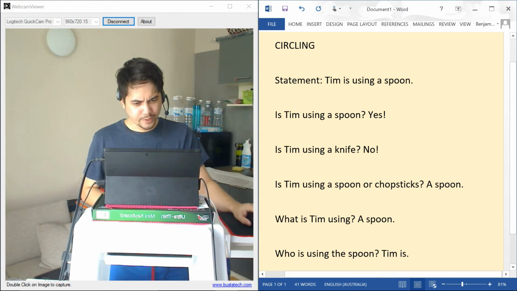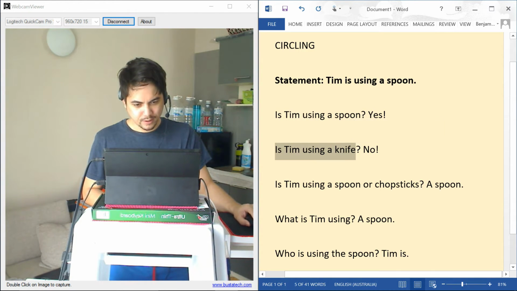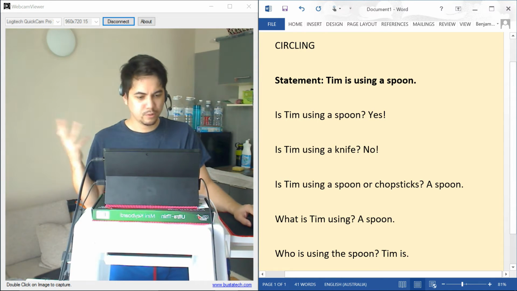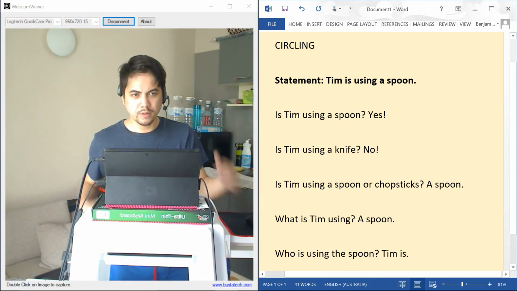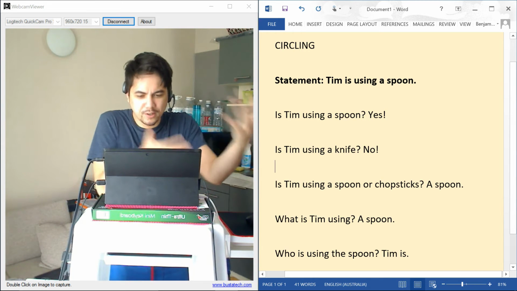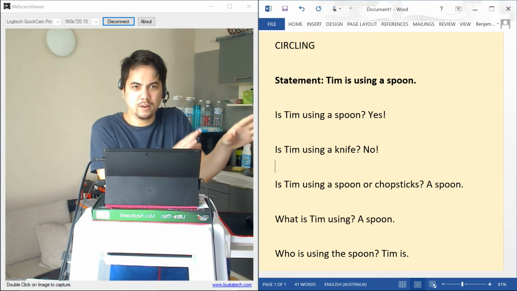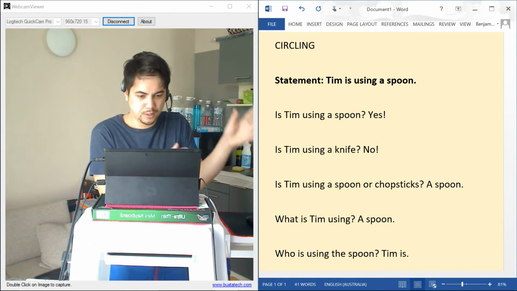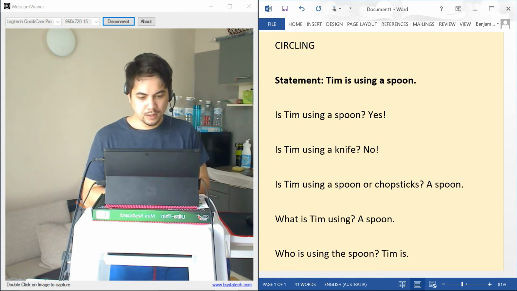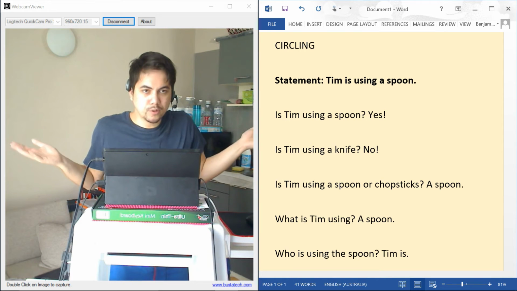So we start with a statement, and then the teacher asks questions, and the student answers with a one-word answer: yes, no, spoon. And the teacher adds on to that. So yeah, he is using a spoon. No, he's not using a knife. No, he's not using chopsticks. He can't use chopsticks. He's using a spoon. Tim is the person who's using a spoon.